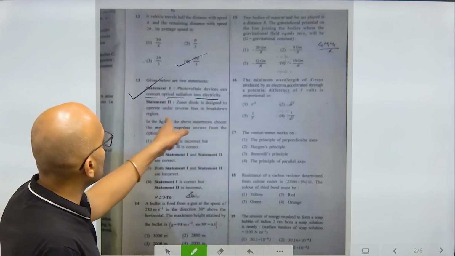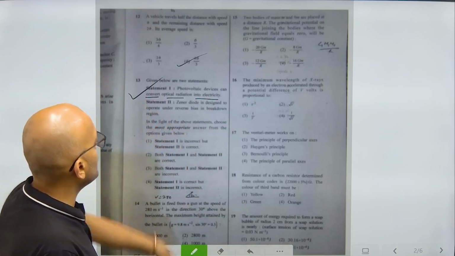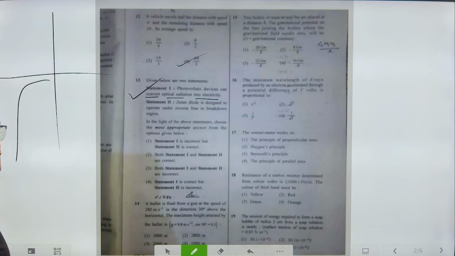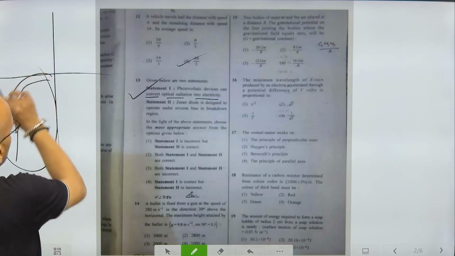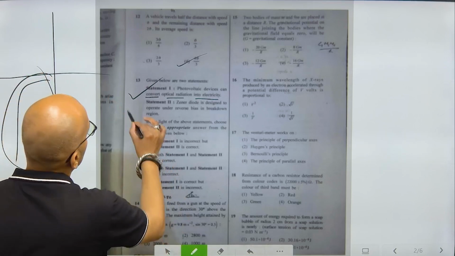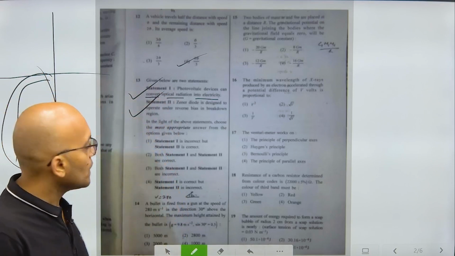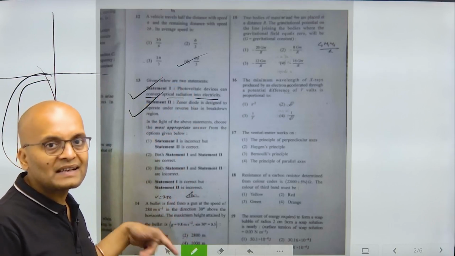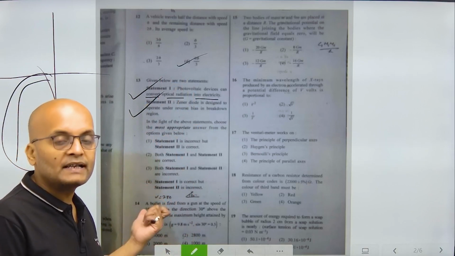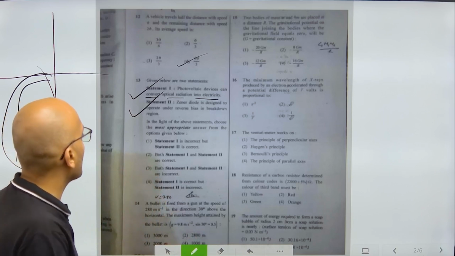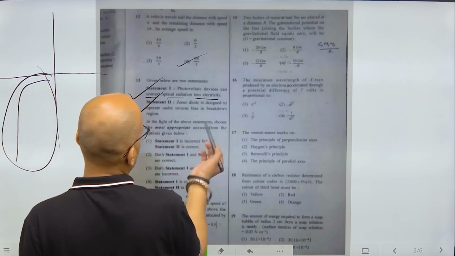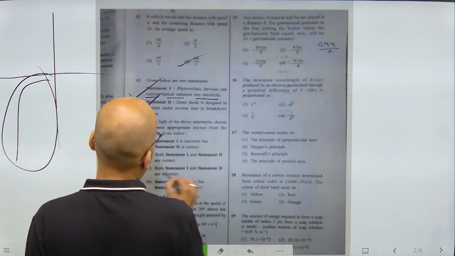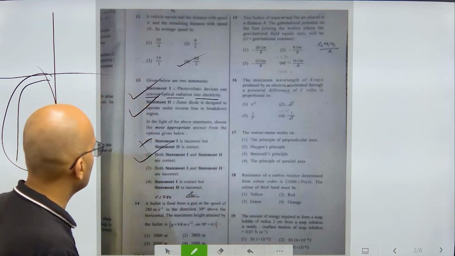Statement 2, Zener diode is designed to operate under reverse biased breakdown. Do you remember this graph of Zener diode? It operates under reverse breakdown condition, obviously. So this statement is correct too. But these two statements are not interrelated. The second statement is not the reason for the first statement, but individually both these statements are correct. So we have to choose the option: both statement 1 and 2 are correct. Fine.